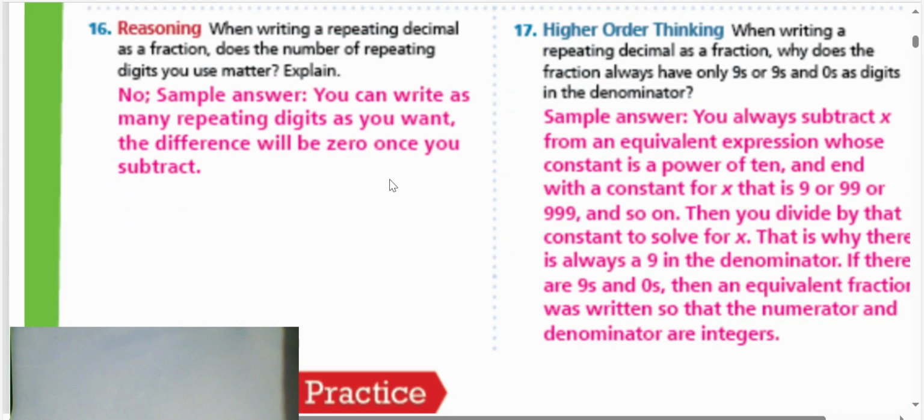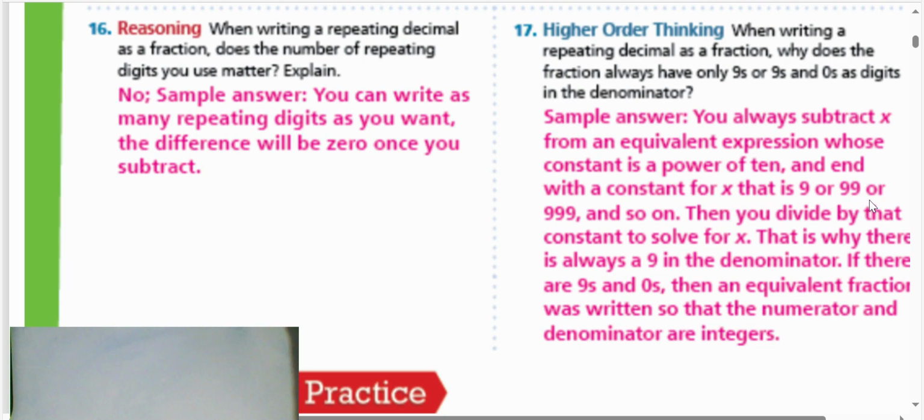The answer he asked about is: when writing a repeating decimal as a fraction, does the number of repeating digits you use matter? Explain. You can know because you can write as many repeating digits as you want. The difference will be 0 once you subtract. And here is another question: when writing a repeating decimal as a fraction, why does the fraction always have only 9s, or 9s and zeros, as digits in the denominator? The simple answer here: you always subtract x from an equivalent expression whose constant is a power of 10 and end with the constant for x.